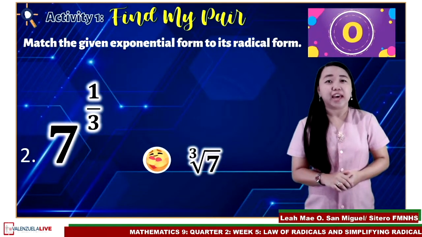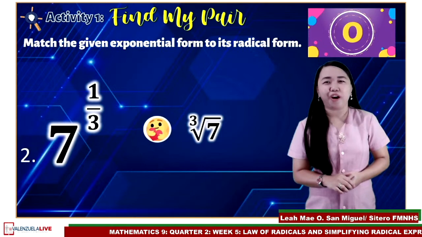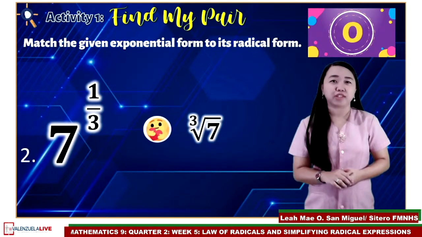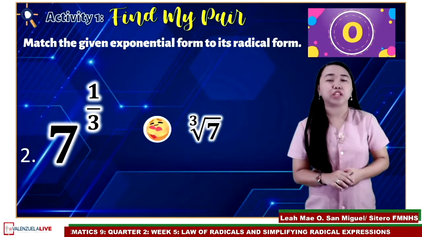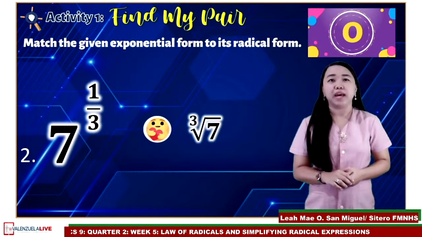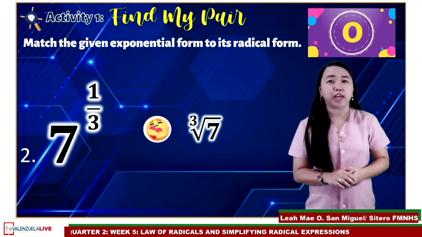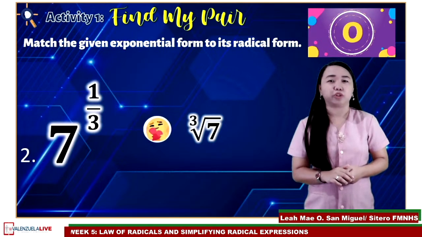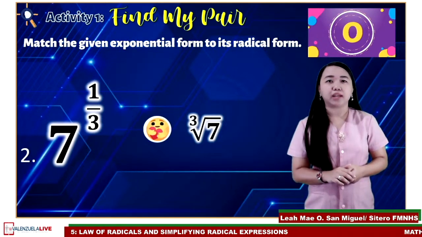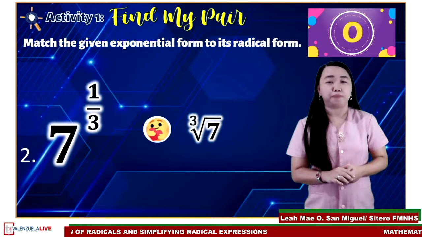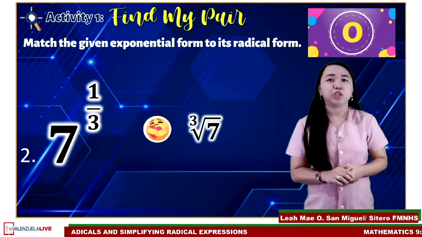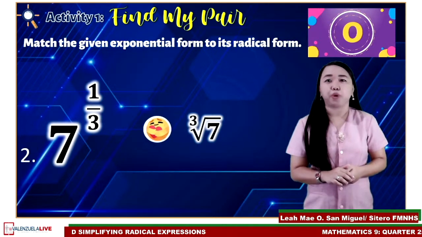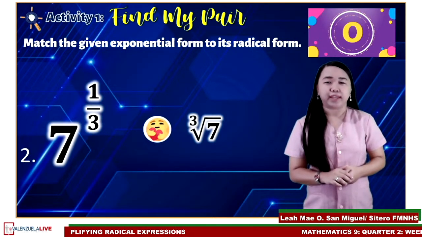If you hit okay react, you are awesome! Just like what we did in the previous item, in changing exponential form into radical form, the denominator of the exponent will be the index, and in this given, the denominator is 3. So, the radical must be cube root. The base will be the radicand, and the numerator will be the exponent of the radicand. Since the exponent is 1, we don't need to write it.